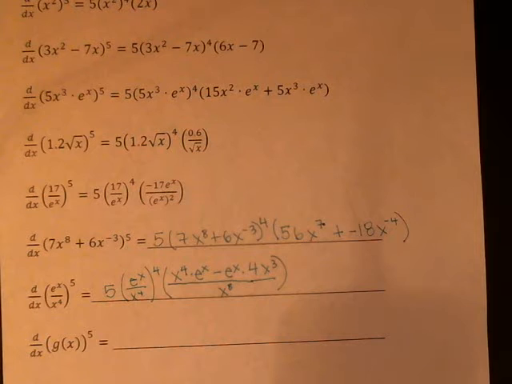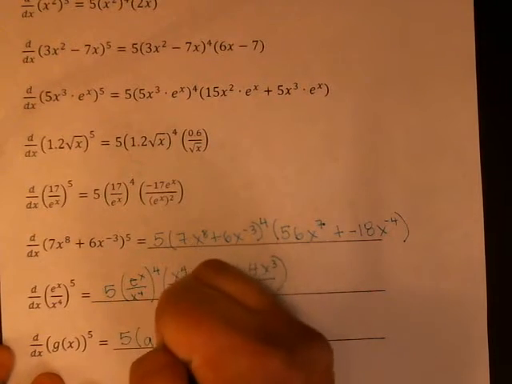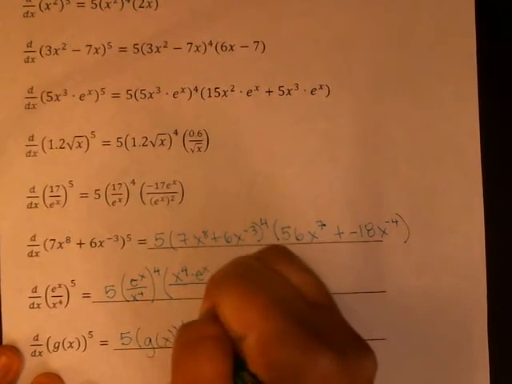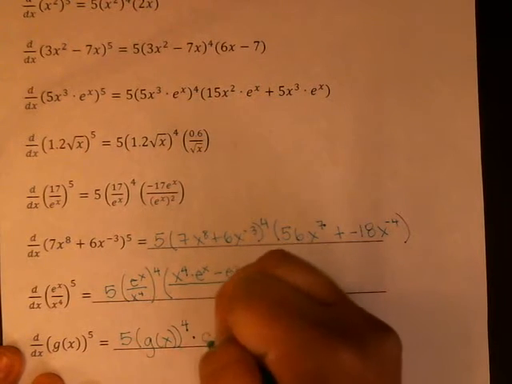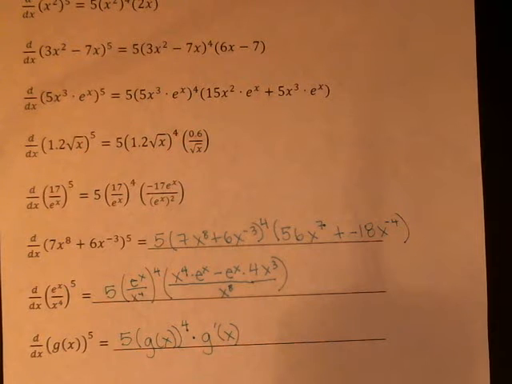Okay, and then the last one asks us to generalize. So in general, if you take a function and raise it to the 5th power, it appears that the derivative is going to be 5 multiplied by the function to the 4th power, and then you multiply all of that by the derivative of the function. Okay, so there is page 1.